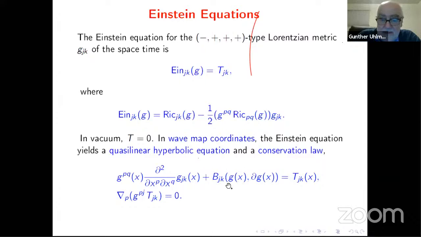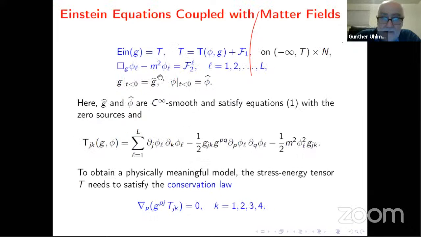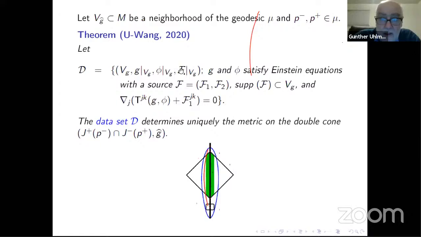So the theorem, and I will finish with this: you have the neighborhood here. You know the metric in this neighborhood. You know the scalar field phi in this neighborhood. And you have the forces, the sources, in this neighborhood. And you have that they satisfy Einstein's equation coupled with matter. And you have the divergence equal to zero. This is necessary for conservation of energy. This data set, this information, determines uniquely the metric in this diamond type region. This is, as I said before, the maximal causal region starting in the timelike geodesic or the world line of the object where we're observing.